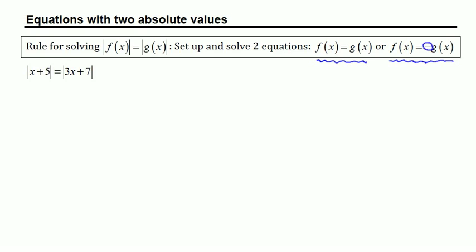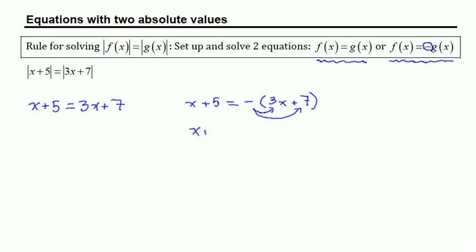It doesn't really matter which side to put it on, but it's more common to put it on the right-hand side. So that means we would set up our two equations, one of them, x plus 5 equals 3x plus 7, just without the absolute value, and the other one, x plus 5 equals minus, and in parentheses, the entire right-hand side of this equation. The parentheses are very important because we do have to distribute that sign into both terms on the right-hand side.